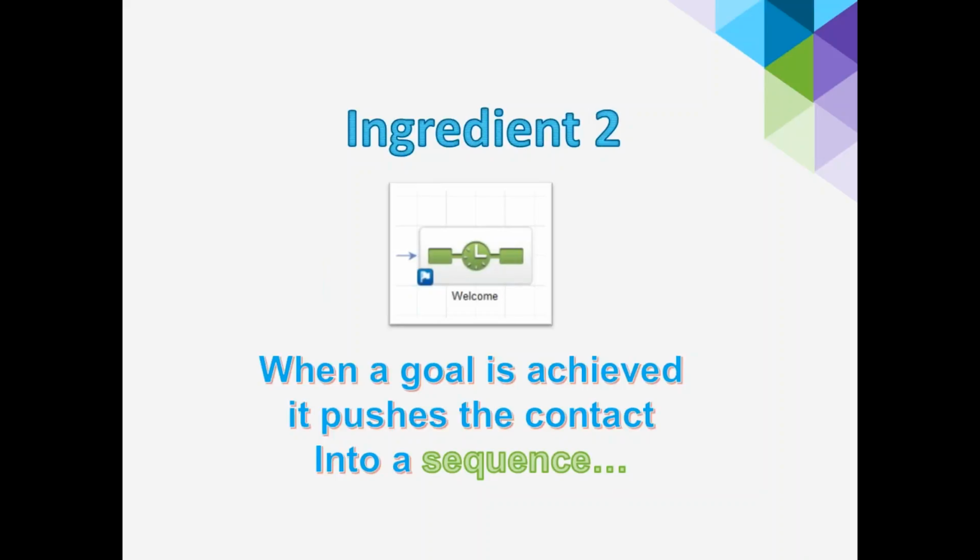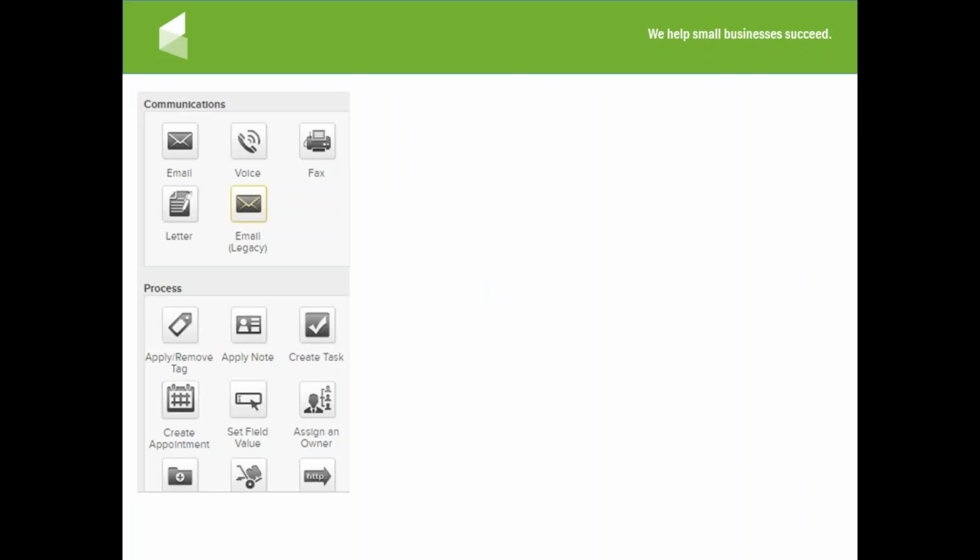The second ingredient is a sequence, and a sequence is represented by a rectangle. When a goal is achieved, Infusionsoft will automatically push them into a sequence. A sequence kind of looks like a barbell with a clock in the middle. But there's lots and lots of stuff that can happen in the sequence, and I call our sequence the Disneyland of Infusionsoft because it's where all of the magic happens.